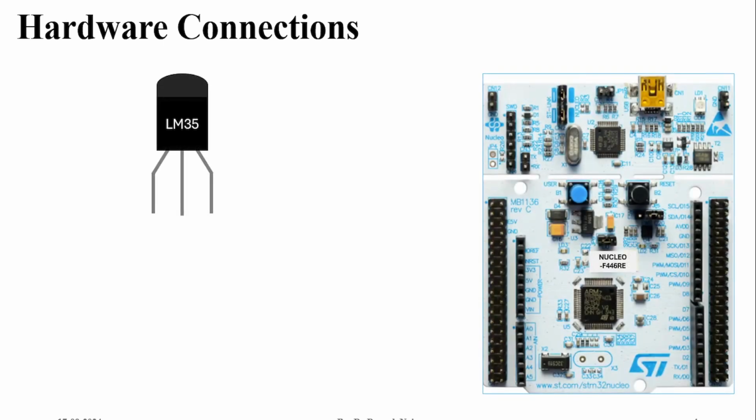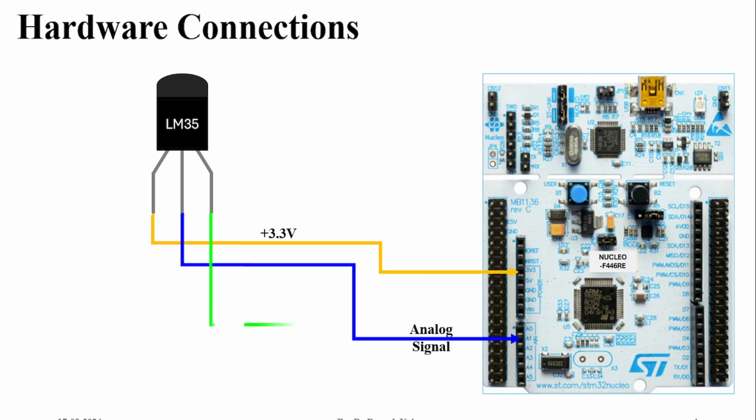Now coming to the hardware connection, we will be following the same connection that we have been following for the last 4 videos. So the leftmost pin of the LM35 will be connected to 3.3 volt. The middle pin will be connected to the ADC channel number 1. And then the rightmost pin will be connected to the ground pin of the microcontroller board. So this is all that is required for the connection part. Now let us see the coding part.